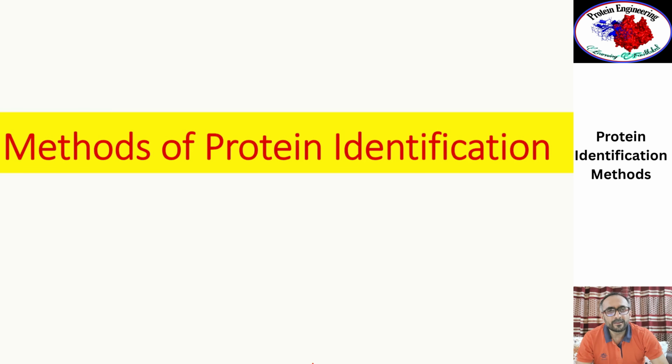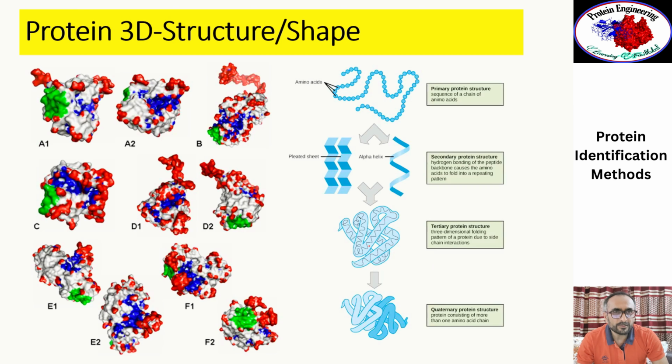Hello everyone. In this lecture we will talk about methods of protein identification. Means if you have got a protein to be identified, how do you know which protein that is? Generally, any object if you want to identify, you look at the shape of that object and you identify it. And proteins also do have different unique shapes. Every protein has a unique shape which is required for its unique function.